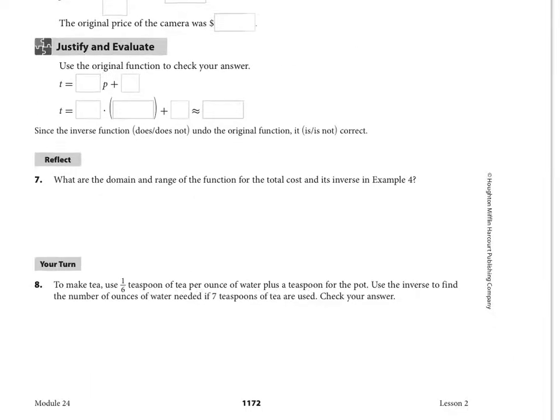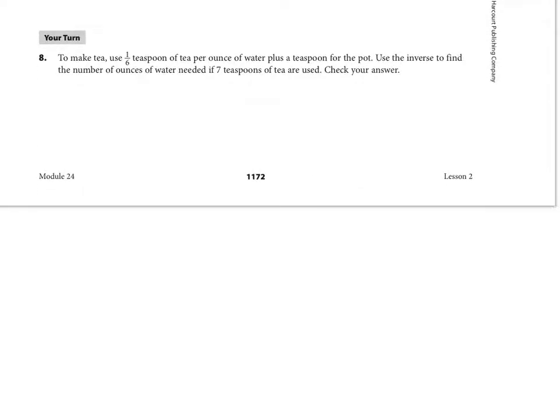So, application of inverse function. To make tea, use 1/6 teaspoon of tea per ounce of water plus a teaspoon for the pot. Use the inverse to find the number of ounces of water needed if 7 teaspoons of tea are used.